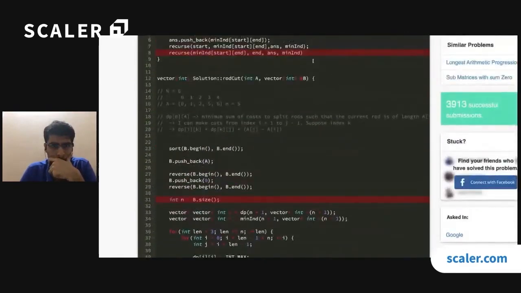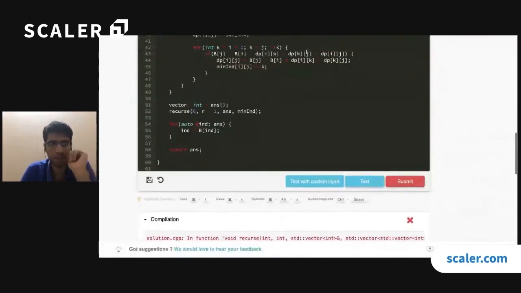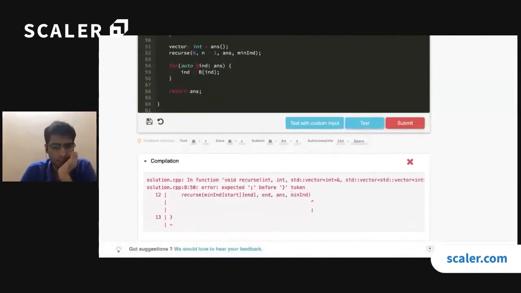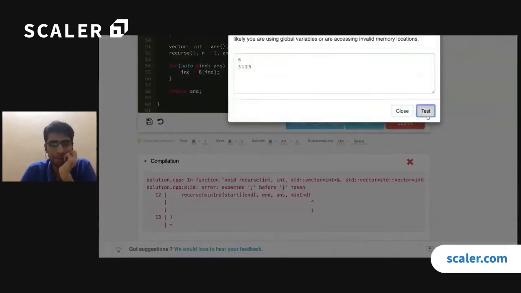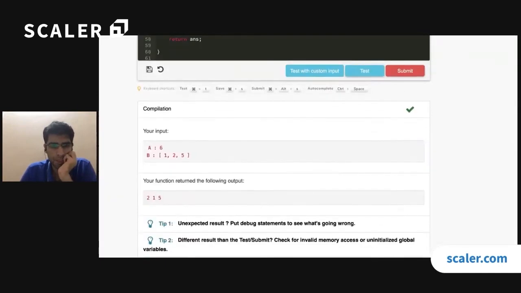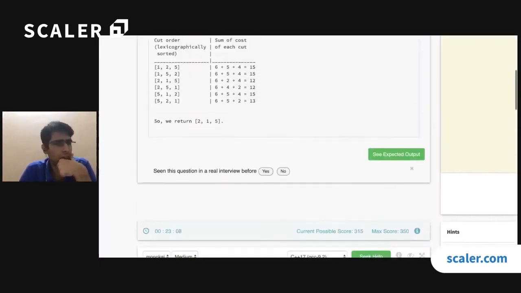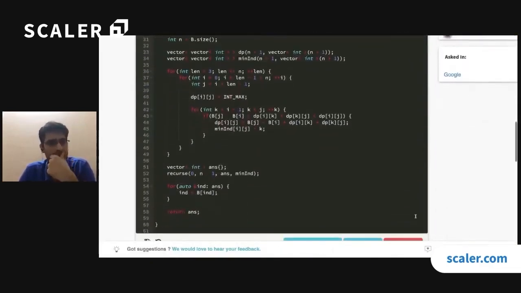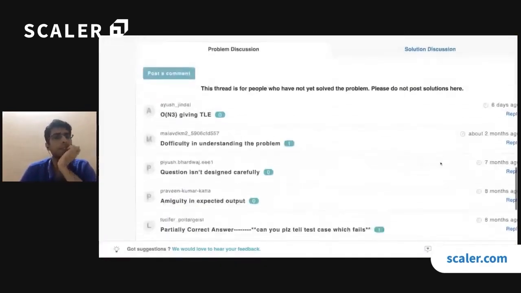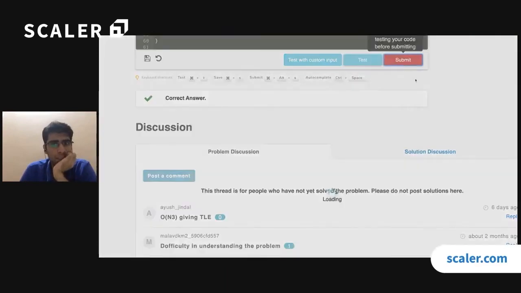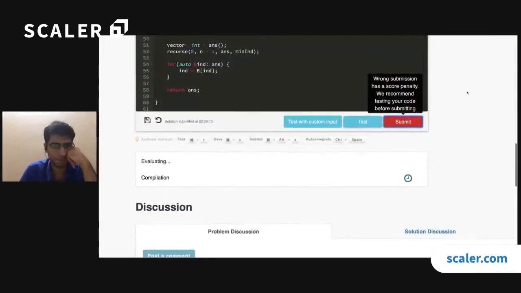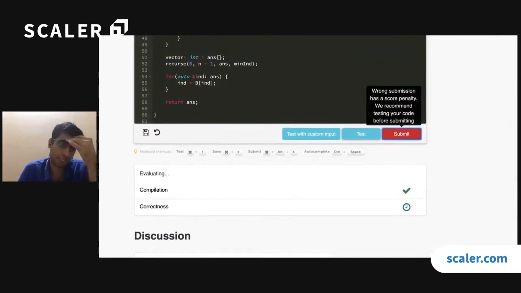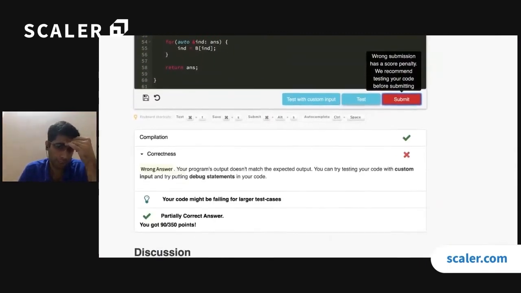What am I missing? I don't have a semicolon here. Anything else? Probably no. So I'm returning 2, 1, 5, which is absolutely correct. I hope I'm not missing any other test case, but let us test it. Yes, and let us try to submit it. I hope the time complexity passes because we are not given the constraints.